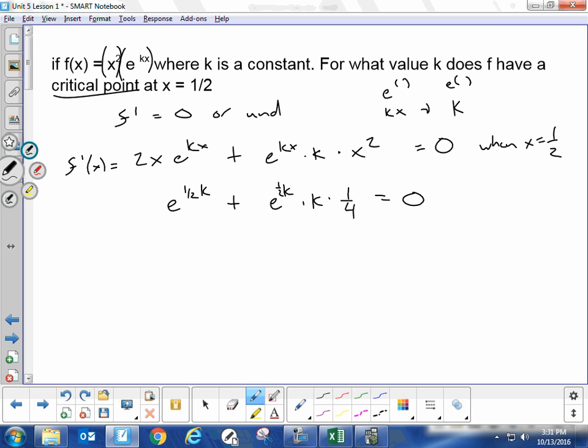What should I do now? Factor out an e. This is a common occurrence when dealing with e's. I can factor out e to the 1 half k, giving me 1, don't forget to note that that is 1 after we divide it out, and then 1 fourth k equals 0. Once again, e to the 1 half k will never equal 0. It will always be positive. So we don't worry about that piece. It'll never help the entire expression equal 0.